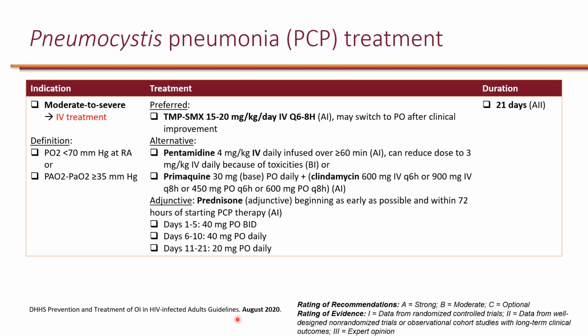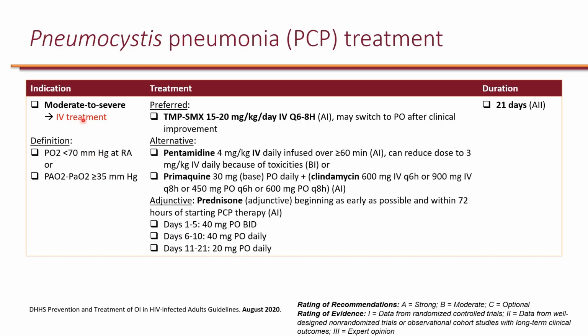And then when it comes to moderate to severe, if you can, you should use IV treatment. Bactrim is available as IV, so you can use IV Bactrim. If someone cannot tolerate IV Bactrim, then you have some alternatives. Primaquine obviously is only available as oral, so you have no choice but to give it orally if someone couldn't tolerate pentamidine IV or Bactrim.